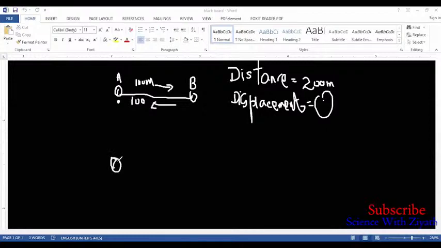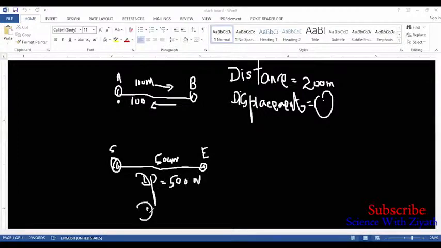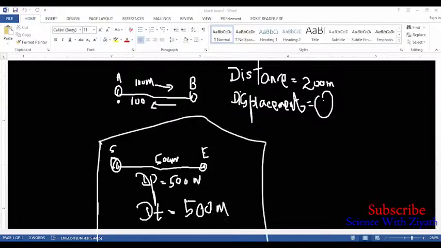But if an object's starting point is here and the ending point is here, for example 500 meters, now how much is the displacement? 500 meters, sir. 500 meters. What about the distance? Distance is also 500 meters.